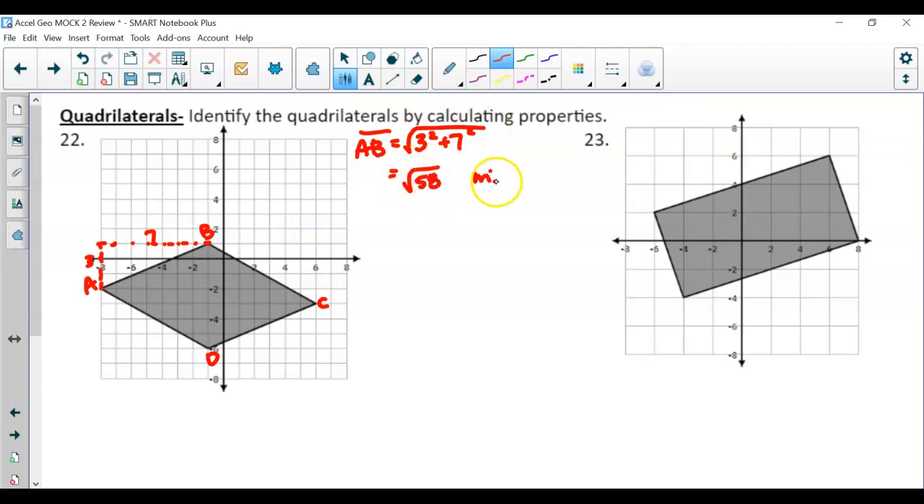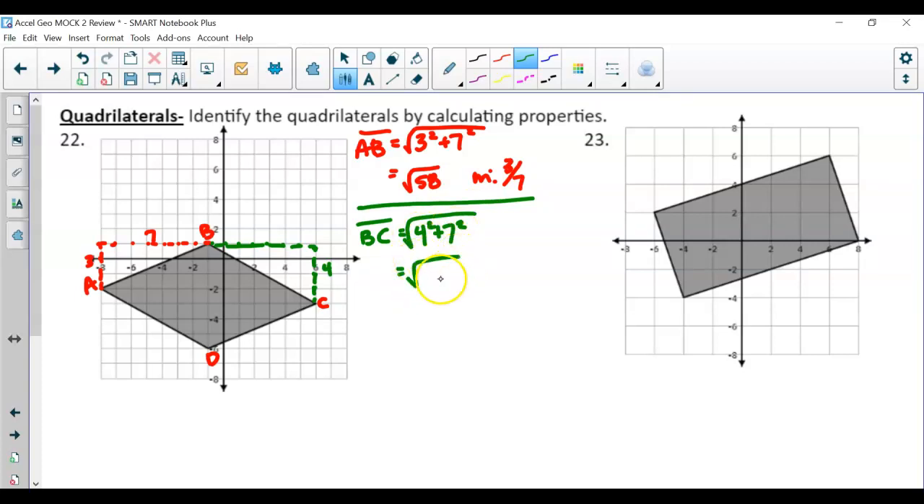Now the slope is positive 3/7. So now let's go to our next side, BC. So here, now I've got 1, 2, 3, 4. 1, 2, 3, 4, 5, 6, 7. So 4 squared plus 7 squared. So I can already tell that this is not a rhombus, right? Because not all the sides are congruent. Because now we've got radical 65.